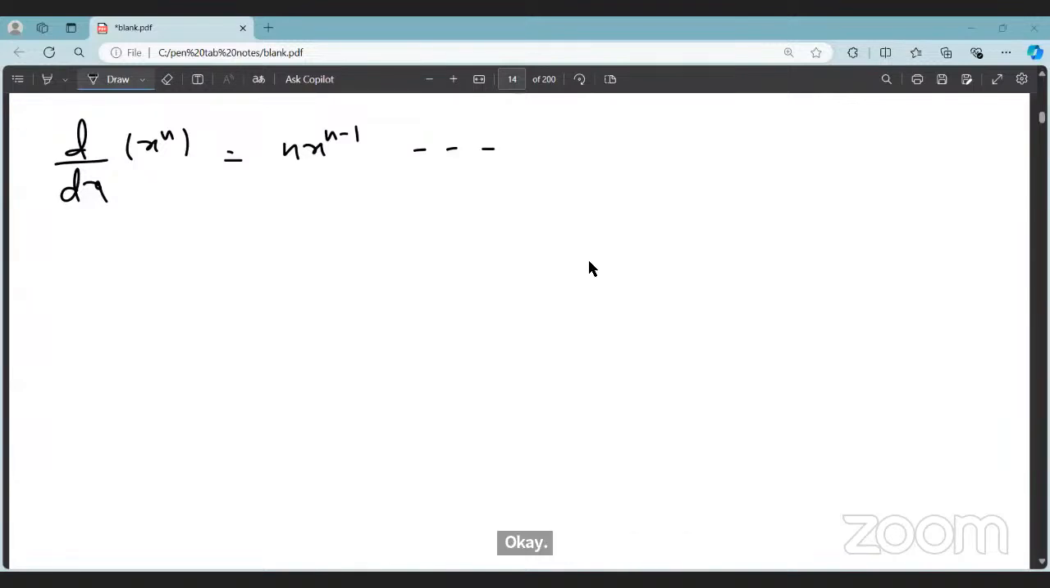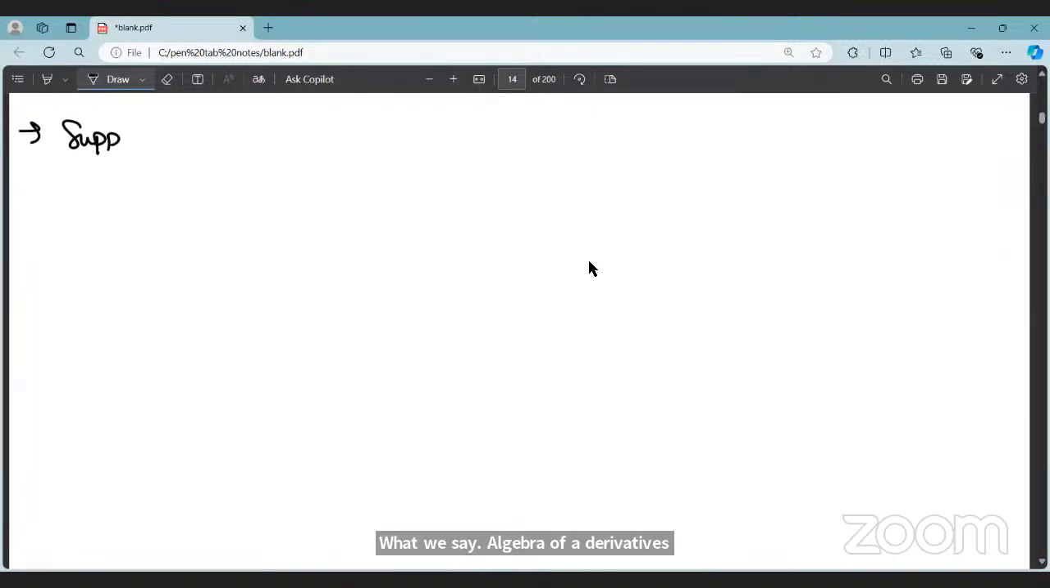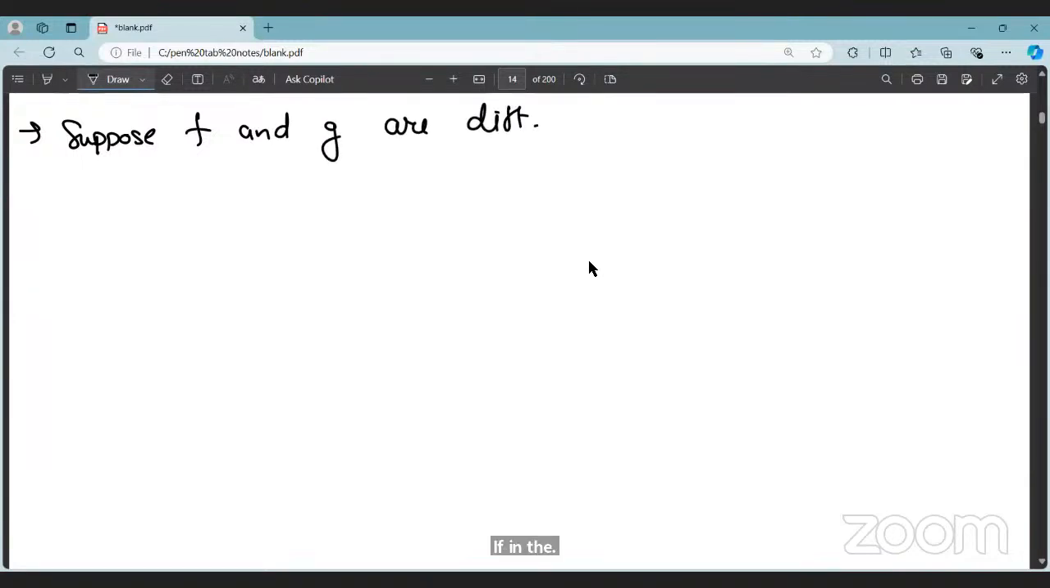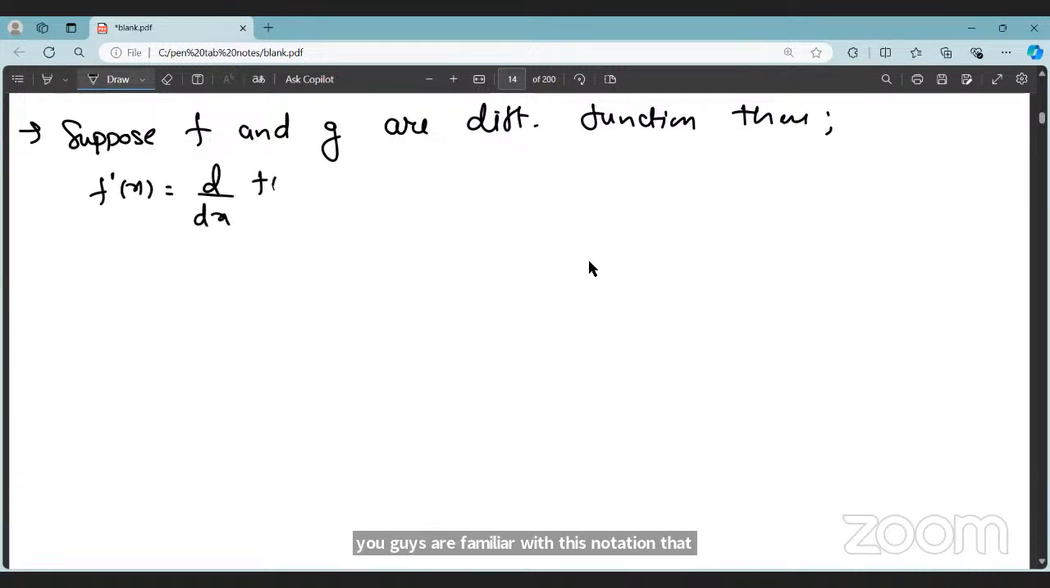Right. So suppose f and g are two functions. f and g are differentiable functions. Then you guys are familiar with this notation that f dash of x is the same as d by dx of f of x, right? Yes, these two notations are the same.